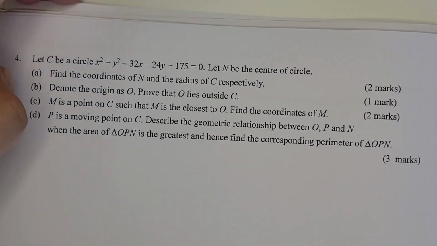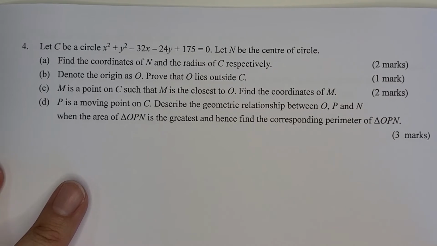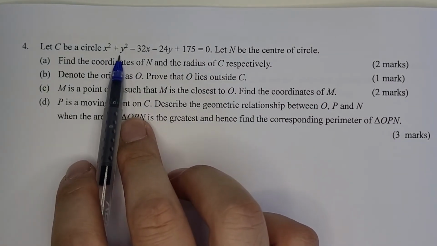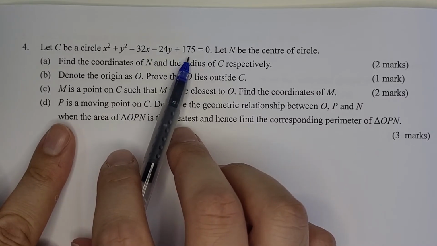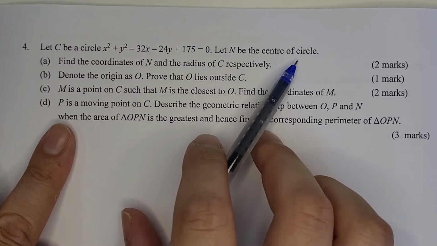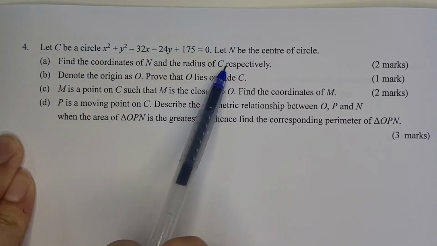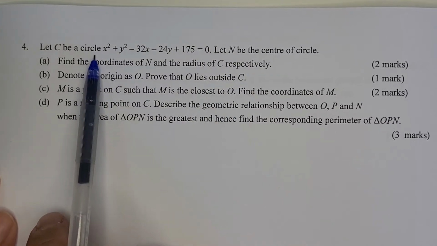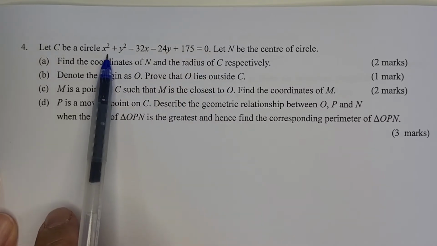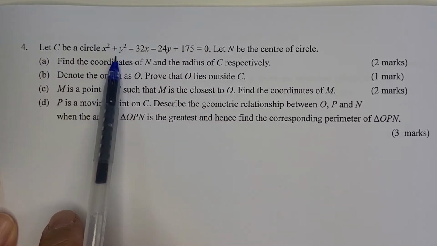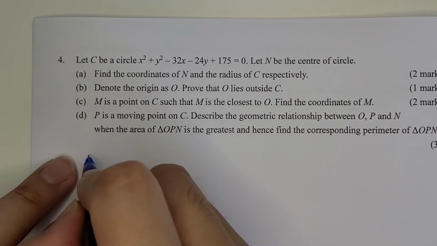And go to question number 4. That's the problem about a circle. Let C be a circle, x squared plus y squared plus minus 32x minus 24y plus 175 equal to 0, and N be the center of the circle. Part A, quite straightforward actually. Find the coordinates of N and the radius of the circle, respectively. Like usually, if the question gives you the equation of a circle, you need to check their coefficient of x squared and coefficient of y squared should be 1. In here, okay, then you can apply the formula.